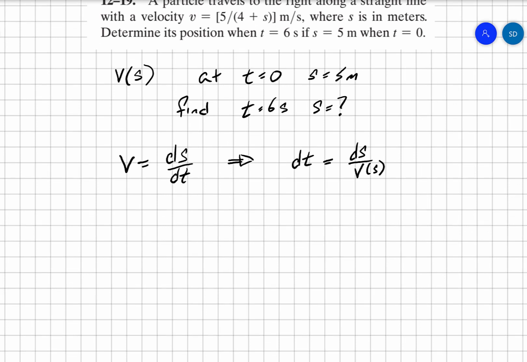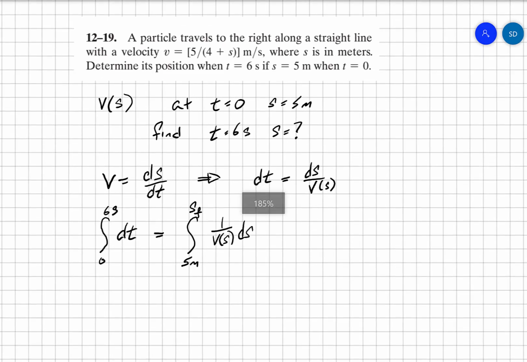So in this case, we are going to make an integral of dt, and this is going to be from 0 to 6 seconds, and this is going to equal the integral of 1 over v(s) ds, and at time t equals 0, s equals 5 meters, and we are looking, I'll just call it sf, for the final position when we reach time equals 6 seconds. So we can go ahead and put in our information. So over here we can write this as the integral from 5 meters to s final.